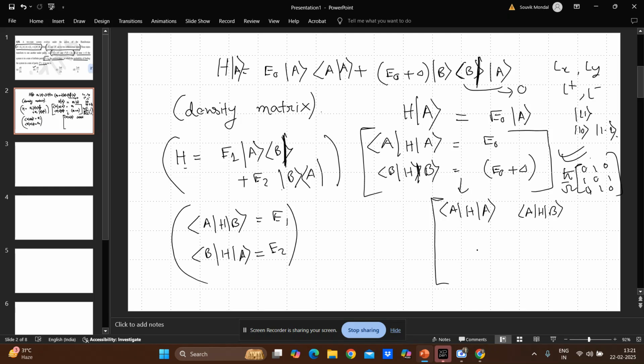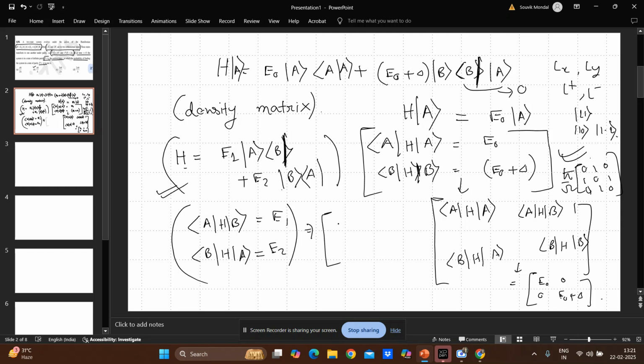a, b: aa and bb, right? So for our given question, the matrix form of the Hamiltonian is E naught, 0, 0, E naught plus delta. So this is the Hamiltonian basically in the matrix form. For this Hamiltonian which I wrote here, the matrix form is AA is 0, AB is E1, BA is E2 and 0. Okay. So don't forget about this.